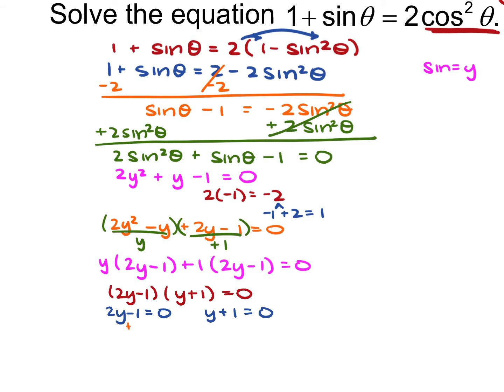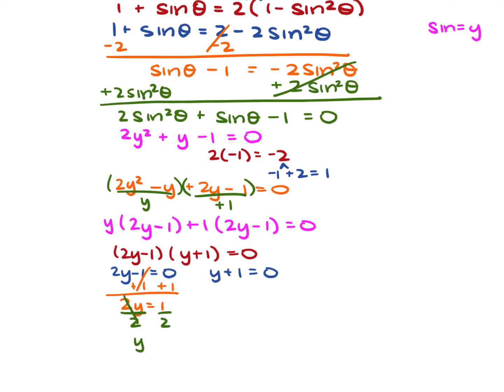For the first one, we're going to add the 1 to both sides. We get 2y is equal to 1. Then we divide each side by 2. And we get that y is 1/2. For the second one, we just subtract the 1 from each side. We get that y is equal to negative 1.